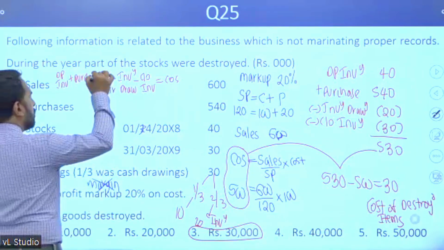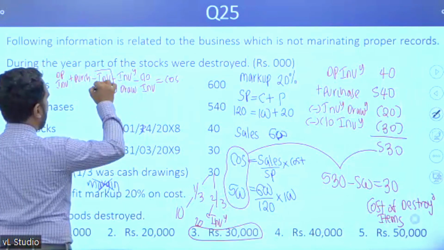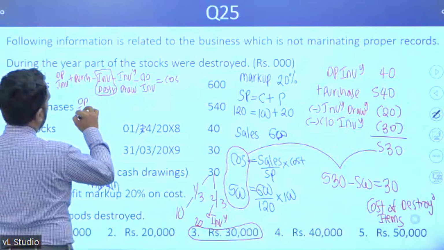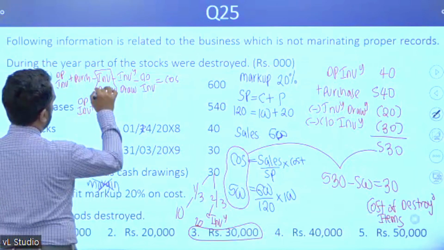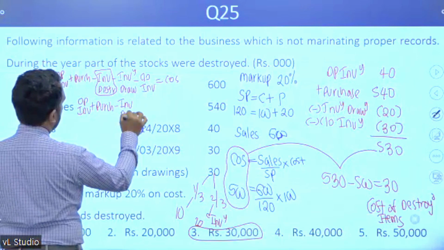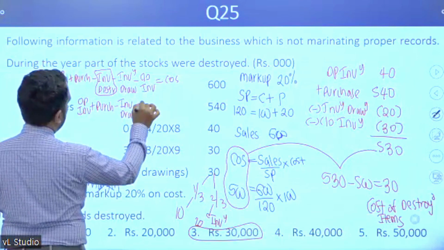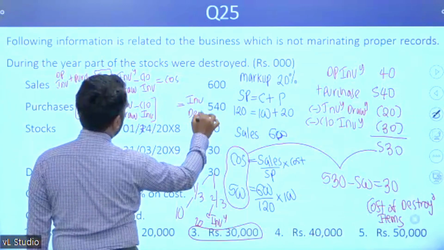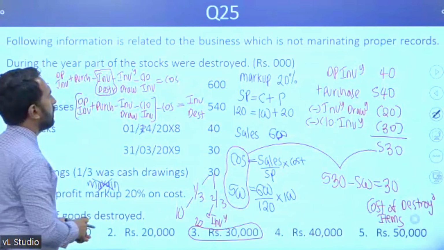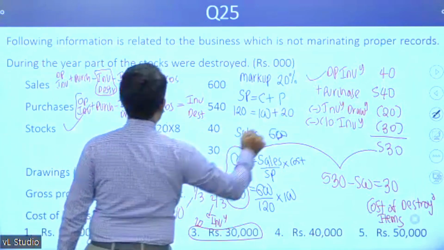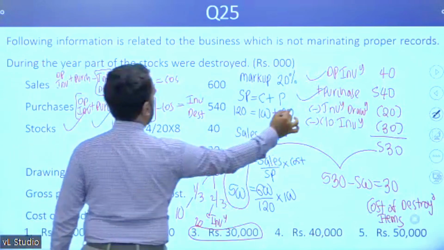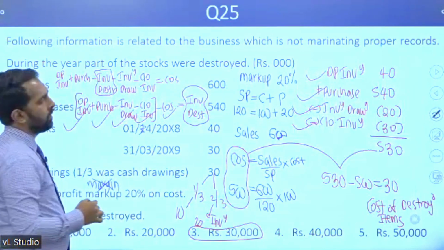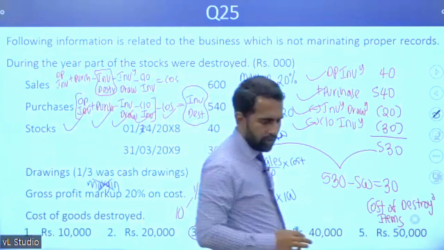Now I need to isolate the inventory that is destroyed here. I need to isolate this one. To get the value, opening inventory was there, we added purchases, then deducted inventory drawing. Then opening inventory plus purchases minus inventory drawing minus closing inventory, and then subtract the cost of sale. What you are getting is inventory destroyed.